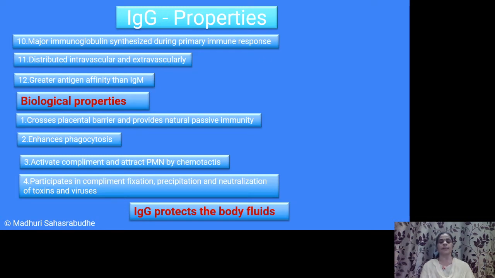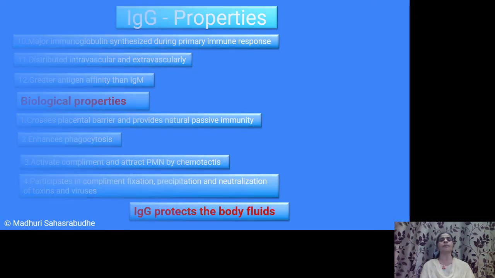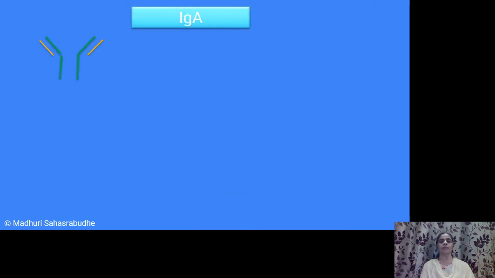protects the body fluids. We'll see the second type of major immunoglobulin, that is IgA. What does A stand for? A stands for the antigenic nature of the heavy chain of this immunoglobulin, which is found to be alpha type, and therefore it is called IgA. As shown in the diagram, this immunoglobulin exists in the form of either a monomer or a dimer. Monomer is the usual 4-chain structure, or a dimer, where there are 8 chains, with one additional point. We'll see this in detail.